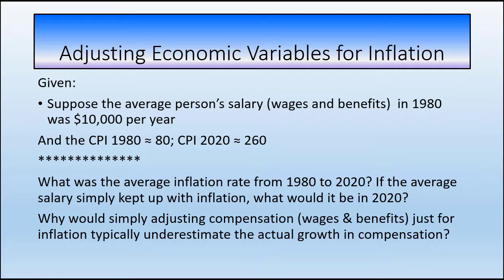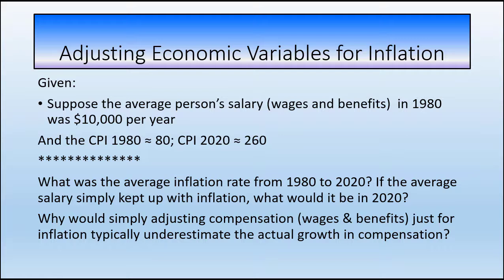We've already done some of this, but let's look at another example that's interesting and it's related to what we just covered. Suppose the average person's salary, in other words, wages and benefits, in 1980 was $10,000 per year, and that the CPI in 1980 was 80, and in 2020 it was 260. So the questions become, what was the average inflation rate from 1980 to 2020? And if the average salary kept pace with inflation, what would it be in 2020?